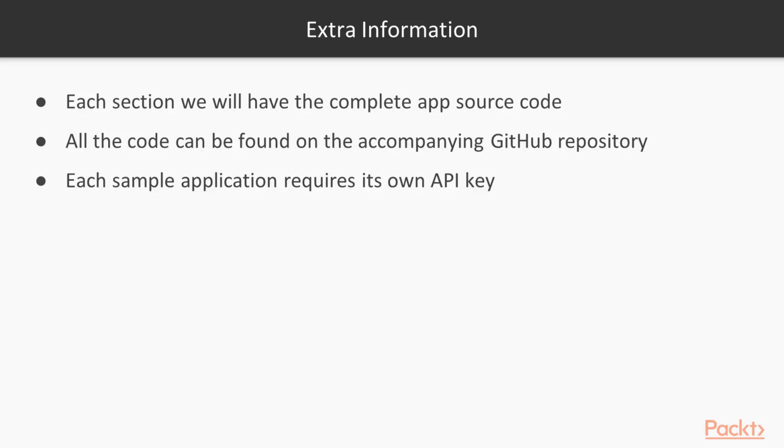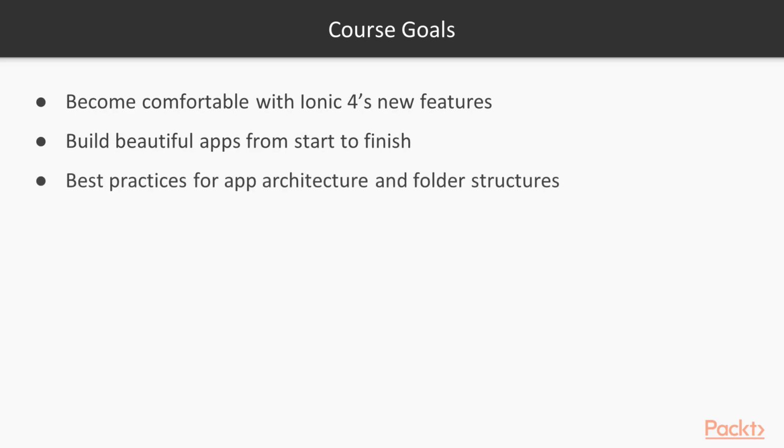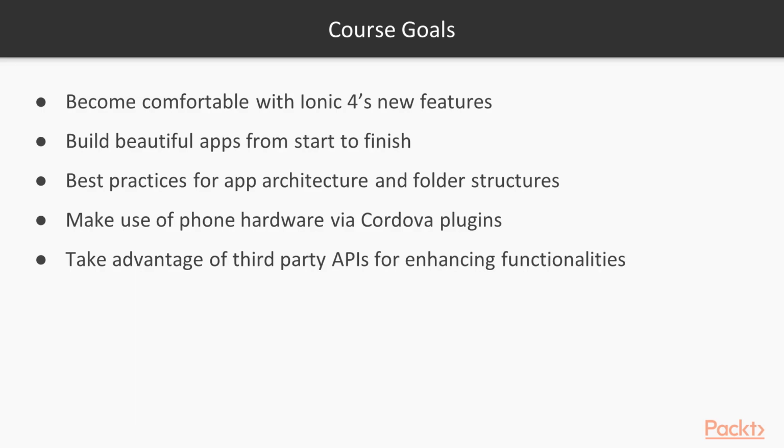In the course videos, I'll be showing you how to get the various API keys that I'm using for the apps. By the end of this course, you will be very comfortable with using the new Ionic 4 components. You'll also be able to build Ionic apps from start to finish using the best practices in the industry today. We'll also see that Ionic can make use of a lot of the phone's functionalities and can be equally as powerful as native code. And you'll also find out there are so many third-party APIs out there for you to use.